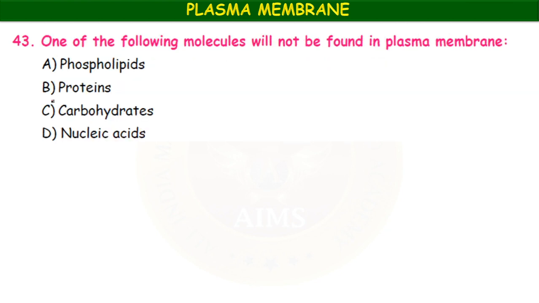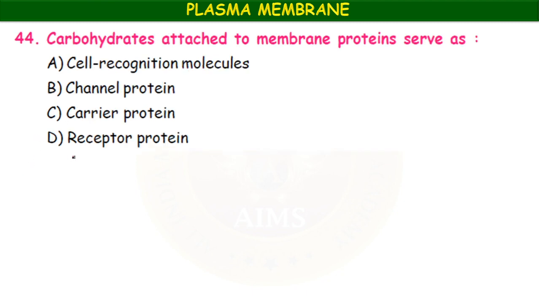That is wrong. Which one of the following molecules will not be found in the plasma membrane: phospholipids, proteins, carbohydrates, nucleic acids? It is the nucleic acids that are not present in the plasma membrane. Nucleic acids are present in the nucleus. The carbohydrates attached to the membrane proteins serve as cell recognition molecules: channel protein, carrier protein, receptor protein.